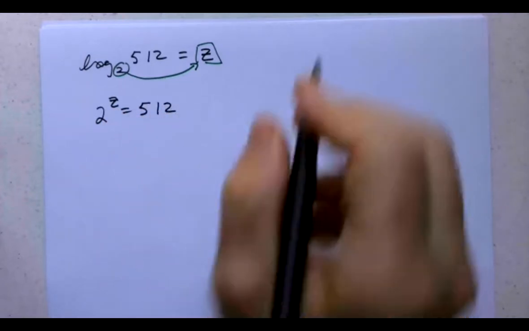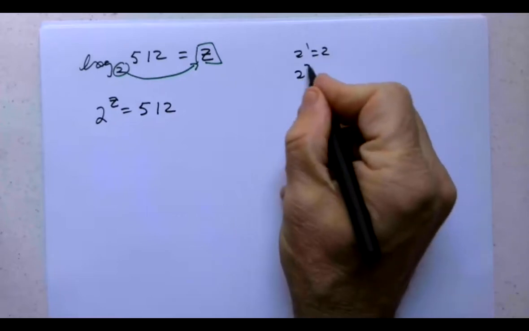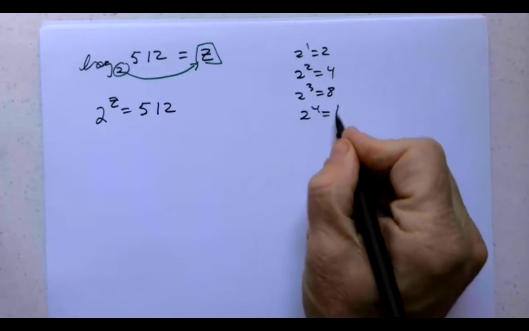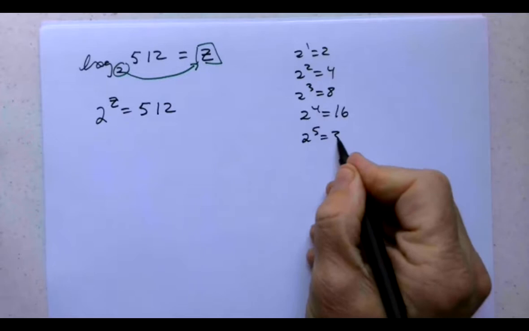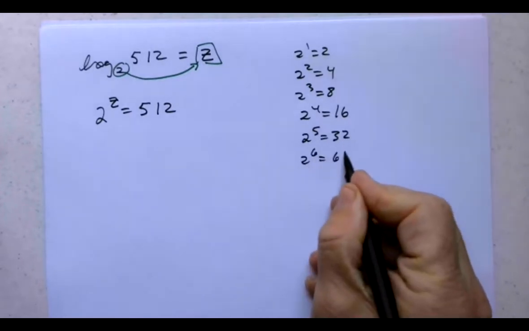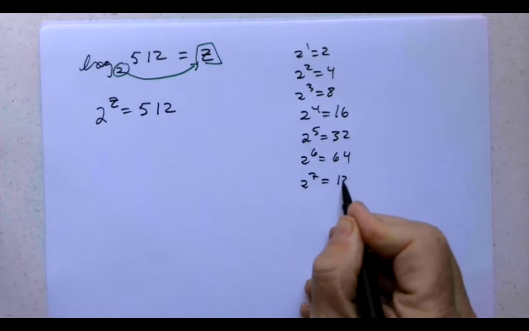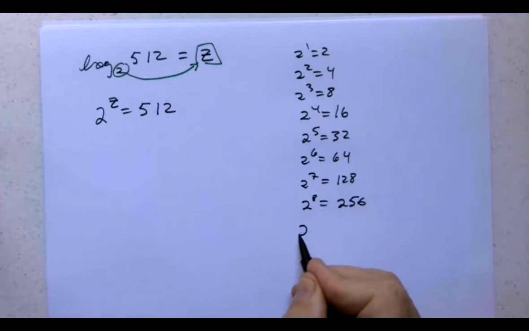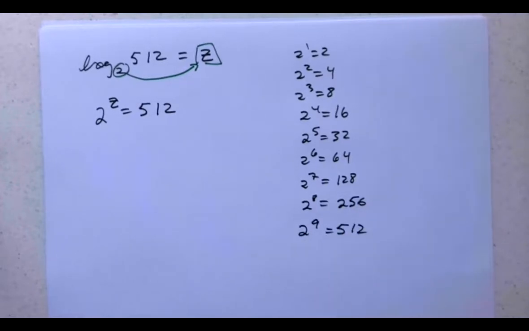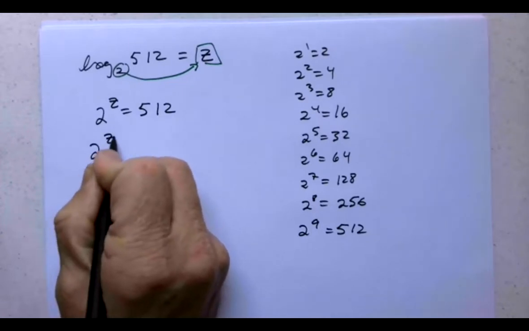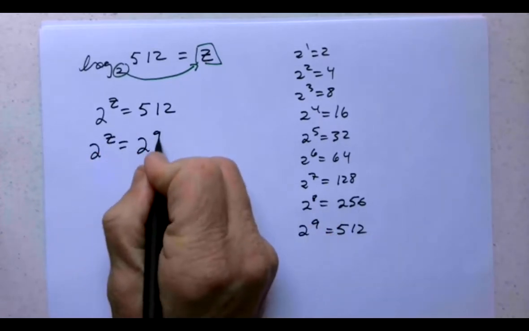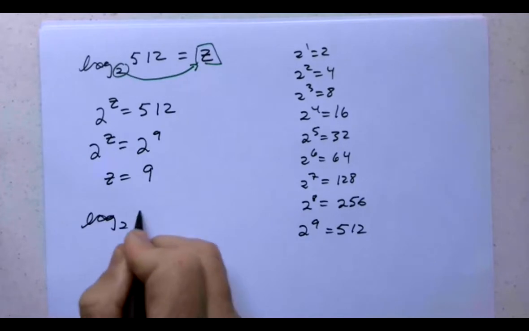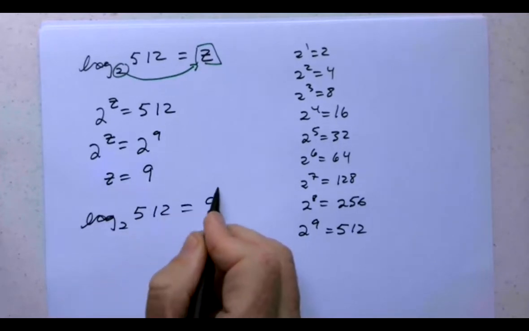And we need to figure out what that is. So let's see, 2 to the first is 2, 2 to the second is 4, 2 to the third is 8, 2 to the 4 is 16, 2 to the 5 is 32, 2 to the 6 is 64, 2 to the 7th is 128, 2 to the 8th is 256, and 2 to the 9th is 512. So I will then say 2 to the z equals 512, which is 2 to the 9th, which tells me that z equals 9. Therefore, log base 2 of 512 equals 9.